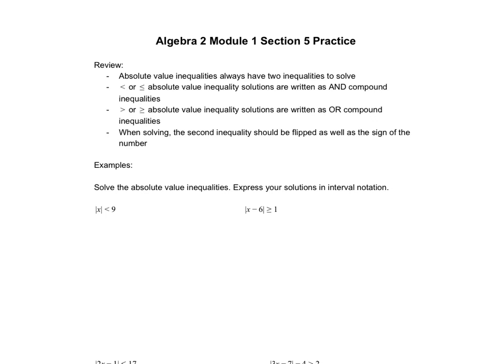compound inequality. So that means one interval. If your original absolute value inequality is greater than or equal to, your solutions are written as an or compound inequality, which means two intervals. When you solve an absolute value inequality, that second inequality, not only do you flip the sign of the number, you also flip the inequality.